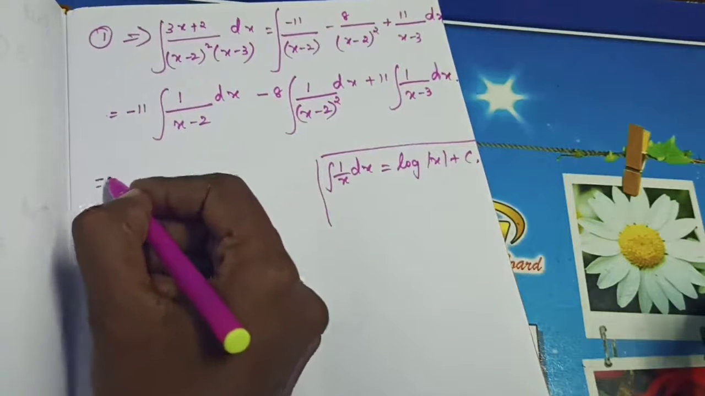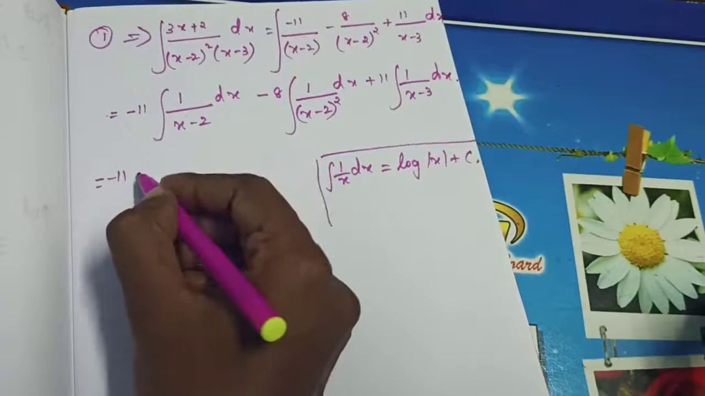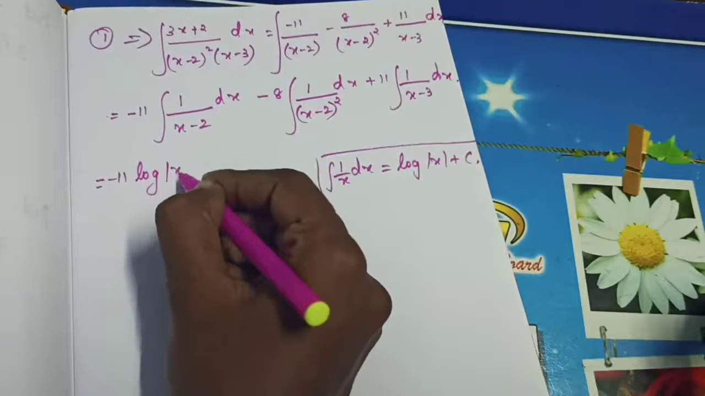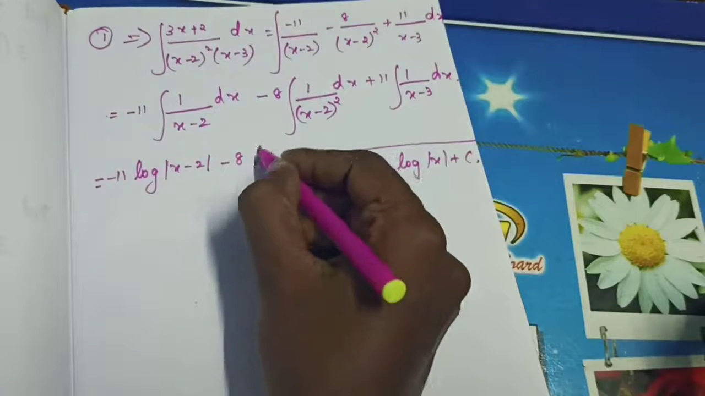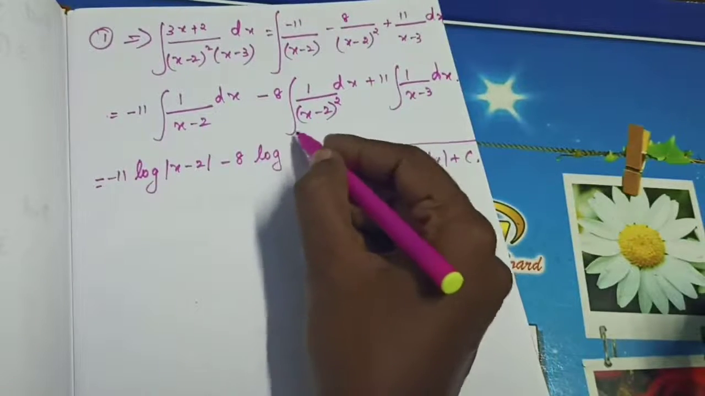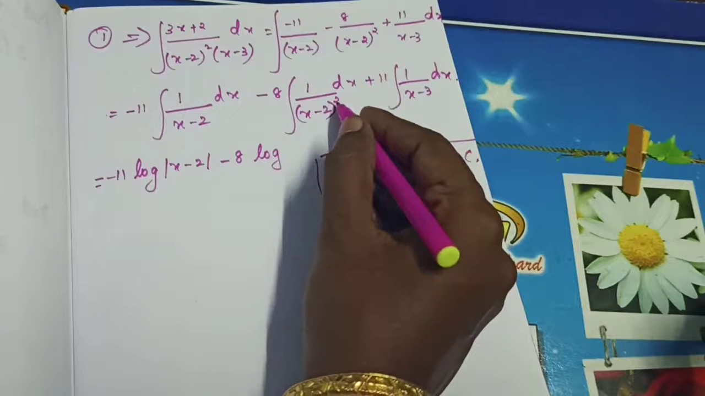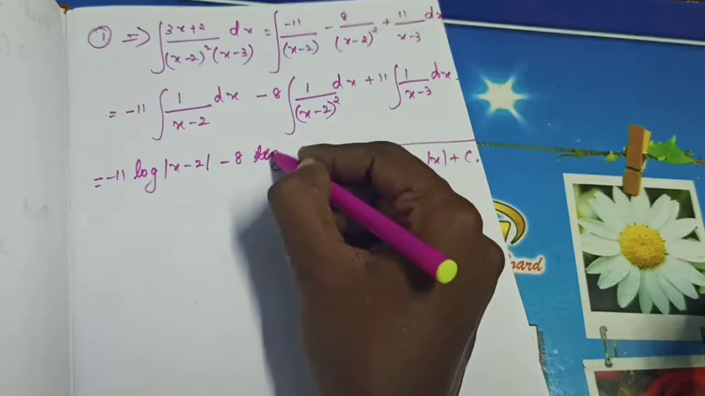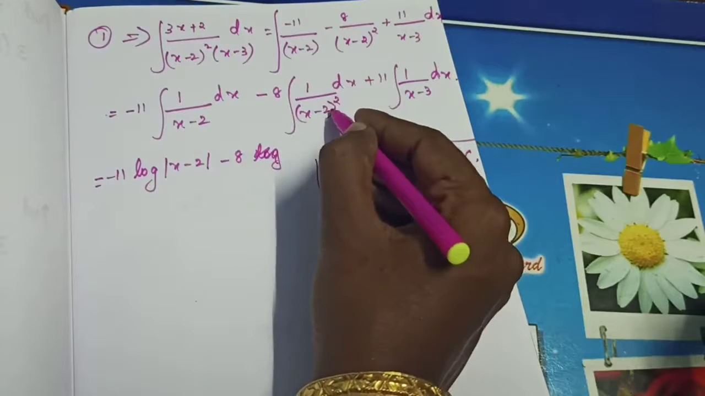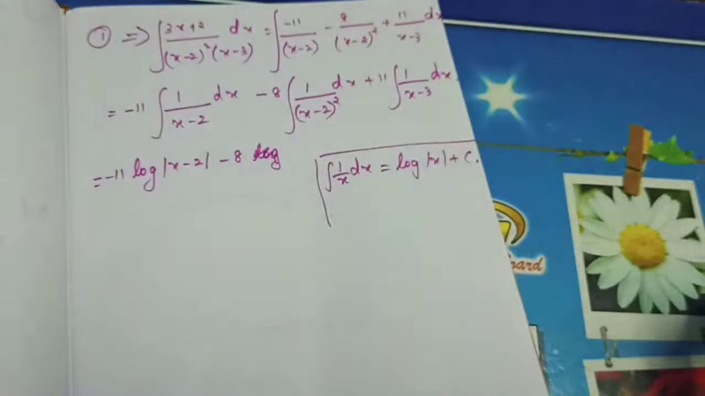So now substitute in this formula. Minus 11, what will happen? Log of mod x minus 2, then minus 8 into, bring this to the numerator. Here the power is 2. Is it right? So you can bring this to the numerator. Before we are integrating, we can bring this to the numerator. Why? If you are bringing this to the numerator, the power is minus 2. So we need to use that formula.